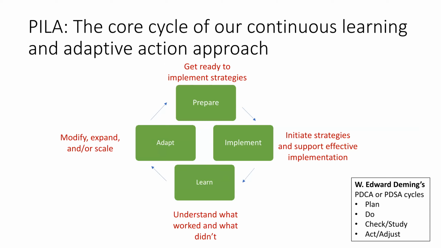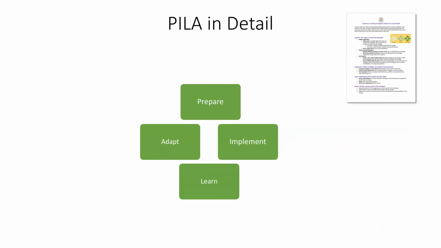So if you're familiar with those, this might seem very familiar. Okay, so let's go into a little more detail about each of these phases to give you a better sense of what it looks like. I want to call your attention to an additional handout called the Continuous Learning and Adaptive Action Course Cycle Details. This is just provided as a little cheat sheet to help you remember what exactly we need to be paying attention to or doing during each phase of the cycle.